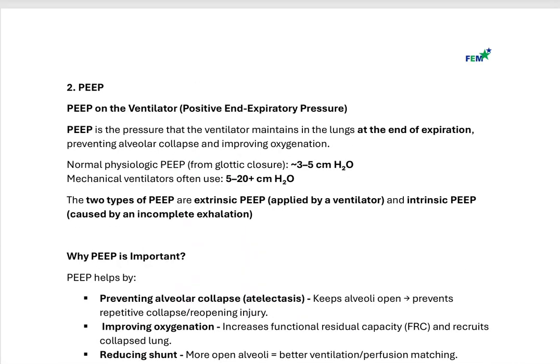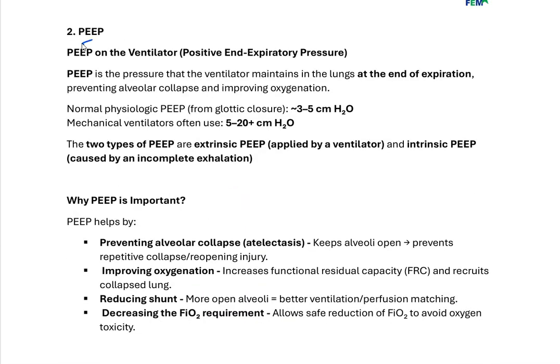And moving on to the next one that helps with oxygenation, which is the PEEP. So PEEP is positive end-expiratory pressure. And PEEP is the pressure that the ventilator maintains in the lung at the end of expiration. So remember, if you deliver a breath, the lung expands, right? And during exhalation, the lungs go back down, right? It decreases in size.